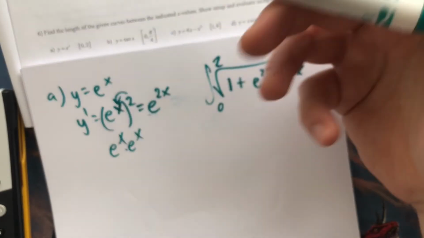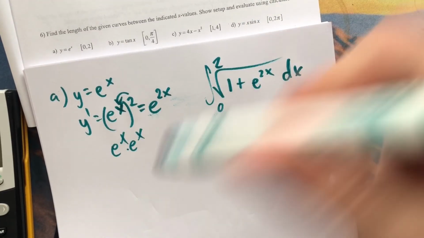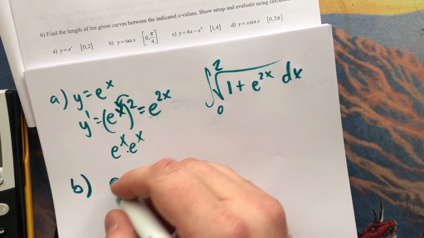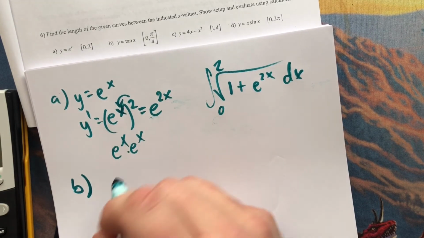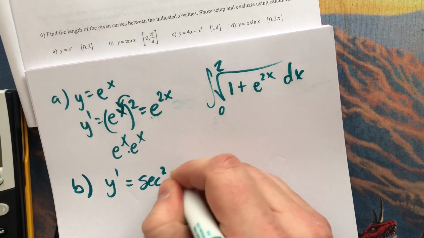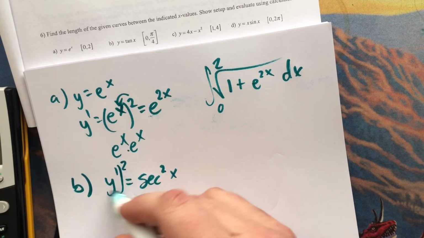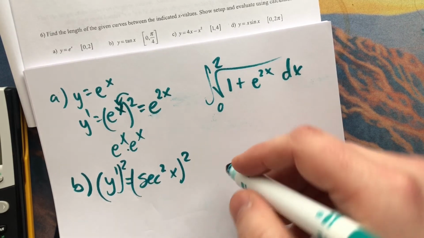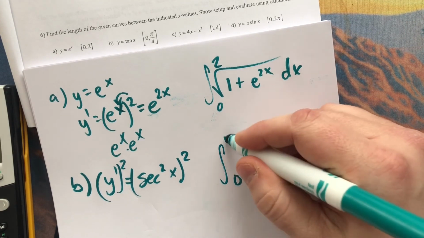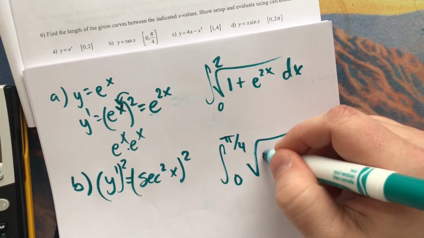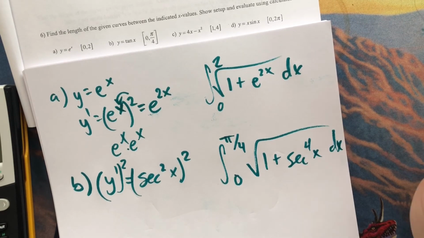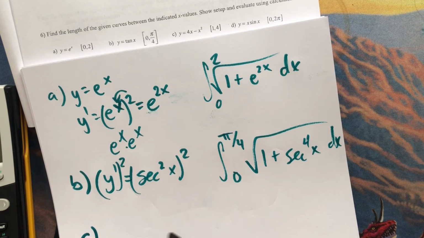If you need the practice, I do recommend typing it in to see if you match with Stu. Remember, his stuff is on our Schoology page. So b, y equals tangent x. Well, that means y prime is equal to secant squared x. So y prime squared is going to be secant squared squared, or secant to the 4th. So this is going to go from 0 to pi over 4, square root of 1 plus secant to the 4th x dx, right?